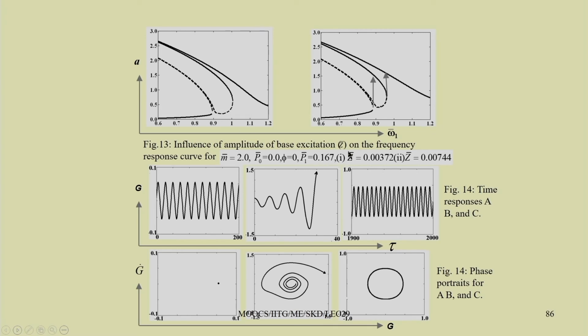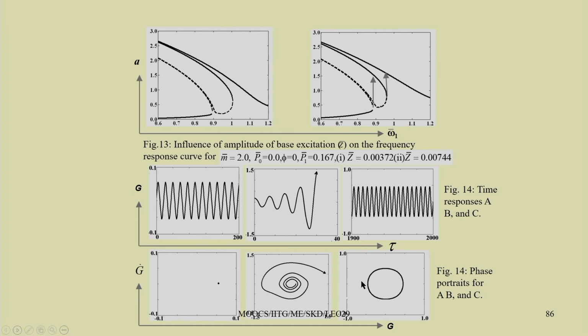In the first figure Z bar equal to 0.00372 and in the second case Z bar equal to 0.00744. So here the amplitude of base excitation is increased. You can see the nature remains the same, but the amplitude is slightly increasing. We have taken 3 points in this. Two points are stable and one is giving rise to an unstable response.